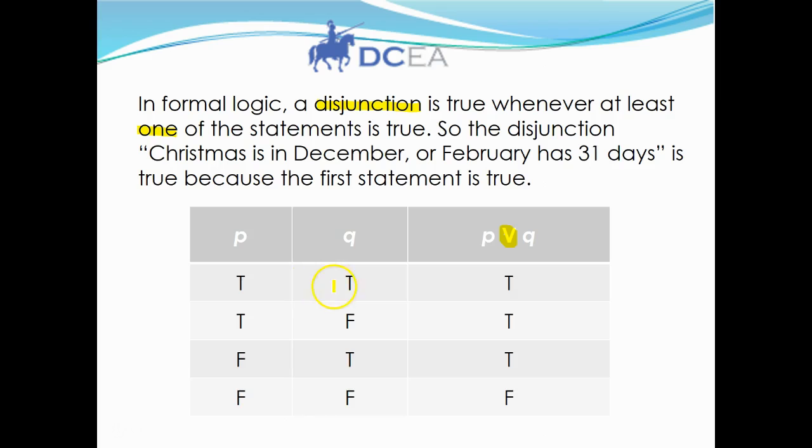So we have true, true, and true. True, false, and true. Remember, in conjunctions, this would have been false because there was a false statement. Now, if there's a true statement, it'll be a true answer. False, true, and true. False, false, and false.